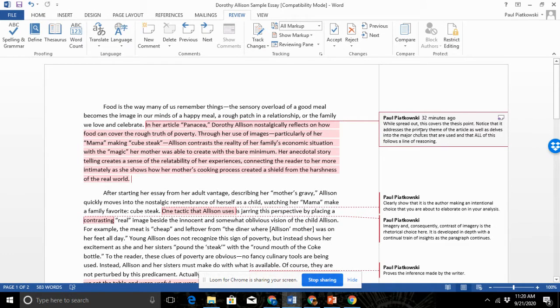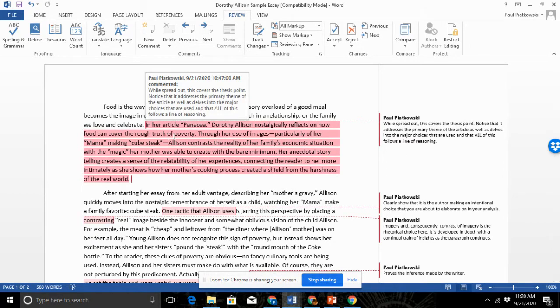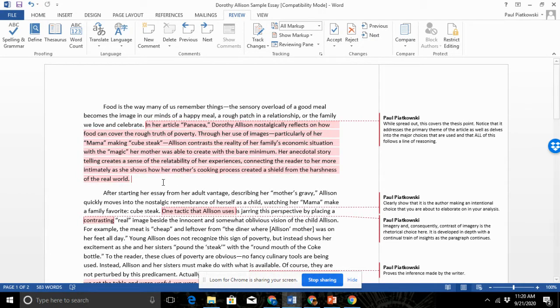So while it's spread out, it covers the thesis point, addresses the primary theme, and delves into the major choices that are used, and that all of this follows a line of reasoning, which is this single idea of memory and food and its ability to maybe shield us from the idea of poverty and the harshness of the real world. So this contrast is going to be part of our line of reasoning.